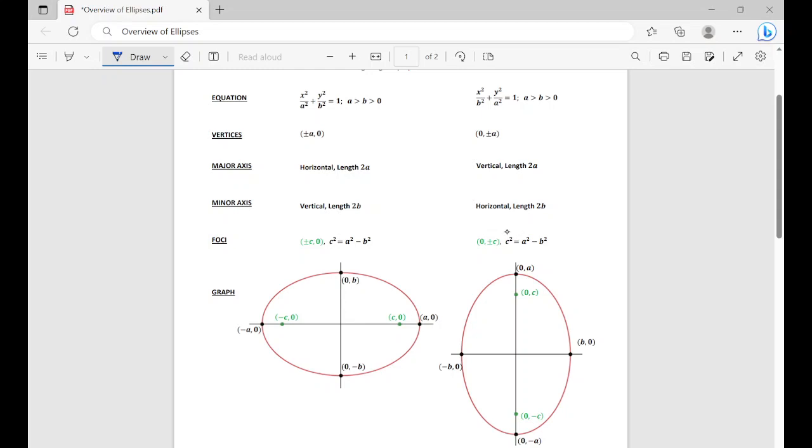You can get the c value by doing the exact same equation, c squared equals a squared minus b squared. So these are the two kinds of ellipses you can expect to run into when they're centered at 0, this easiest kind.